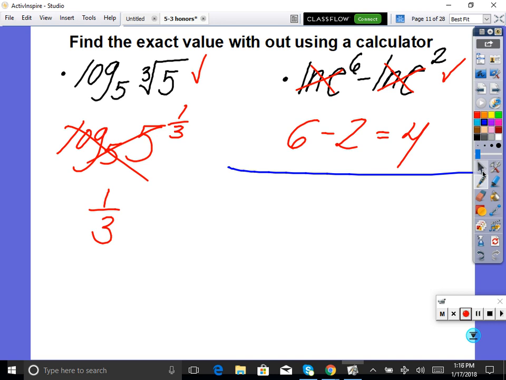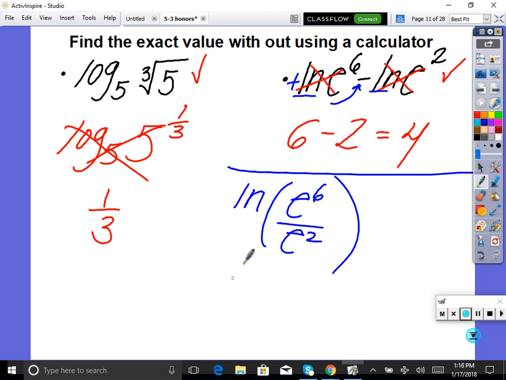Watch. We know when we subtract, can't we put this as one ln with a division? So this is ln of e to the 6 on top since that was positive, and then this would flip it to a division. And now, isn't that ln of e to the 4th? ln and e undo each other and we get 4. Does everybody see? Cool. Awesome.